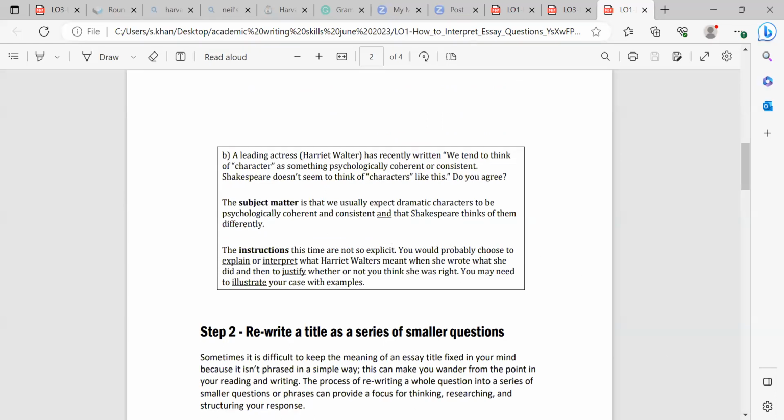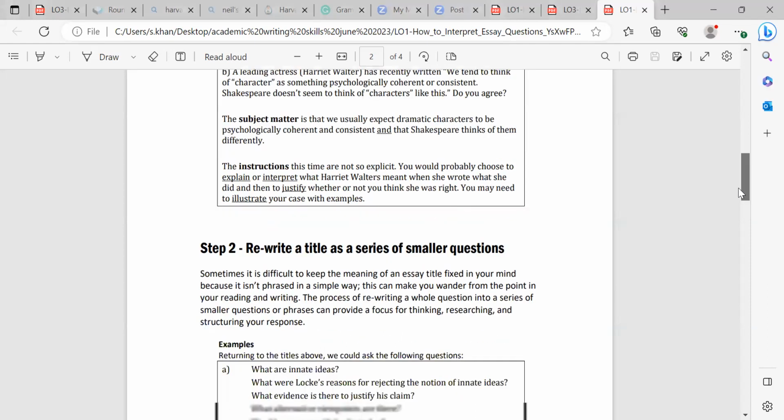The instructions this time are not so explicit. You should probably choose to explain or interpret what Harriet Walter meant by what she wrote, and then justify whether or not you think she was right. You may need to illustrate your case with examples.